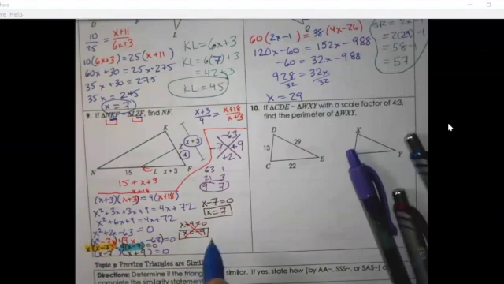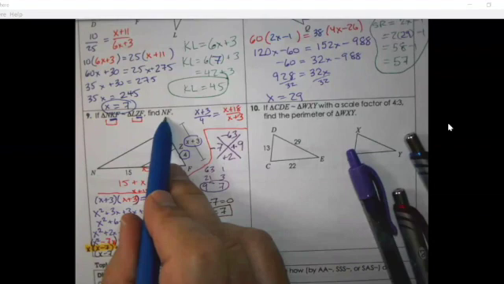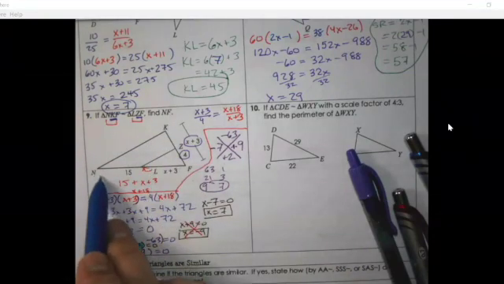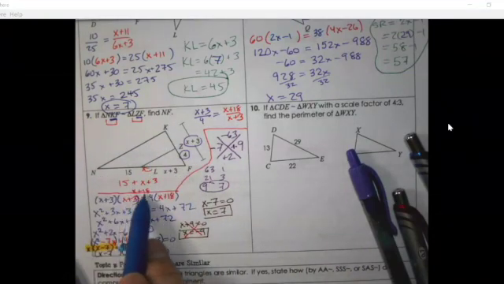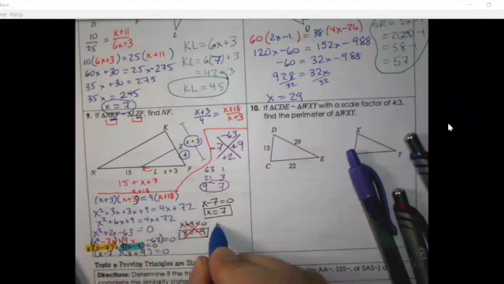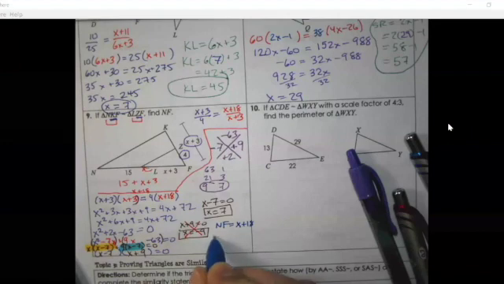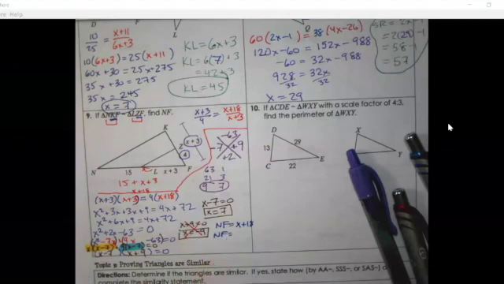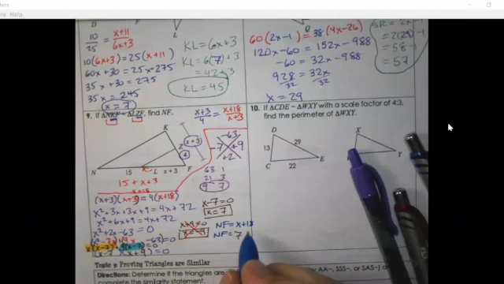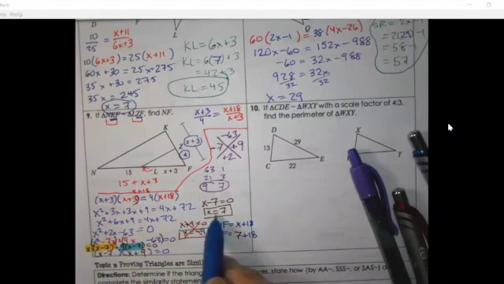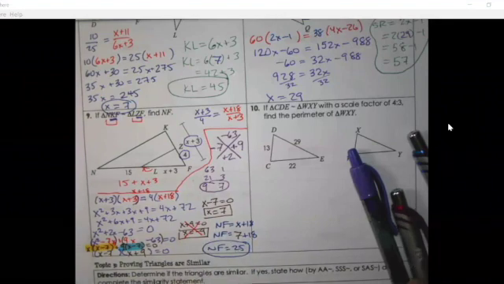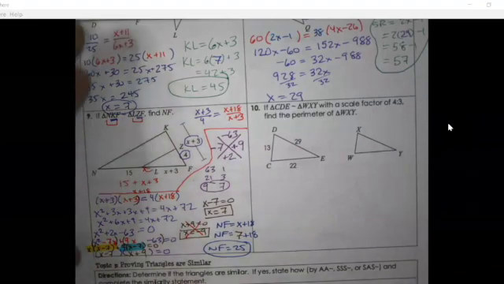We found the value of x, it's equal to 7, but really they're asking us for NF. In other words, this length. Well, we said that's x plus 18, which means NF equals 7 plus 18, because we found x is 7. So NF equals 25. That's a pretty meaty problem.